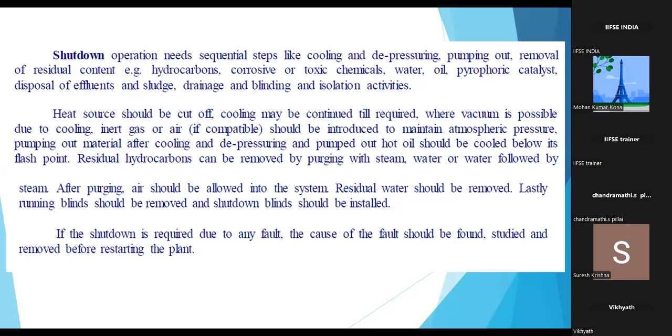Then pumping out. In case of any residue which is there inside the reactor or the vessel you are using, it has to be taken out.